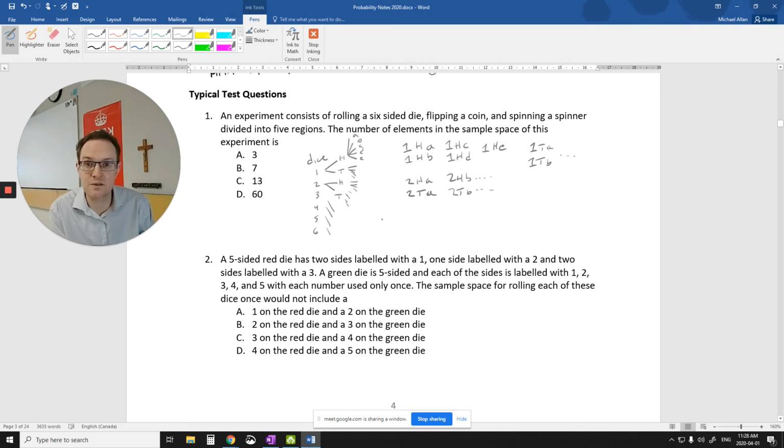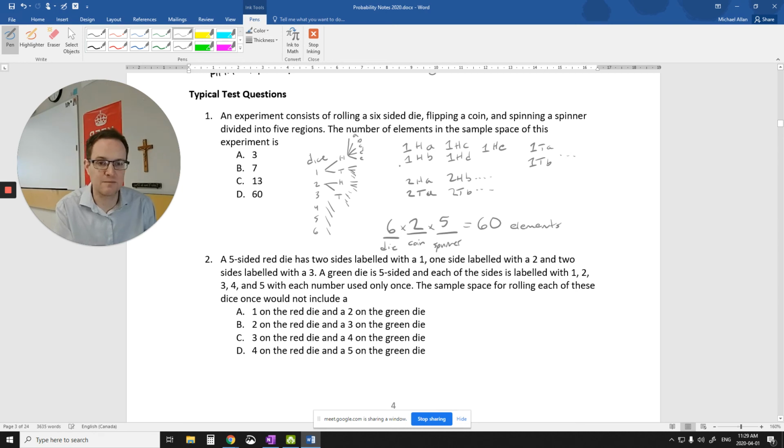So what we can do is we can use the fundamental counting principle. I have 6 choices for the dice. I have 2 choices for the coin. And then I have 5 choices for the spinner. Then I can multiply them all together and I get 60. So 60 elements in my sample space.